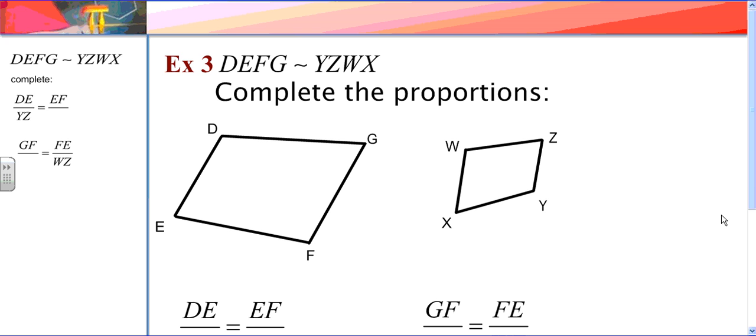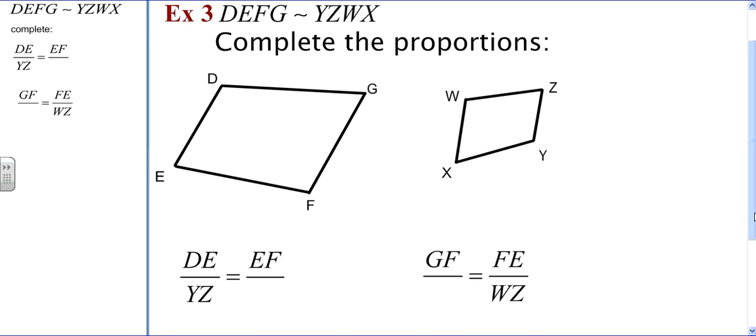All right, let's do one more example of setting up your proportion. We'll practice in class a lot more about how to solve these proportions, but I want you to be able to set them up correctly. So we know in this particular case that quadrilateral DEFG is similar to quadrilateral YZWX. And what I want to do is complete the similarity statements or the proportions that we have below using that similarity statement. So here's one way to do that.